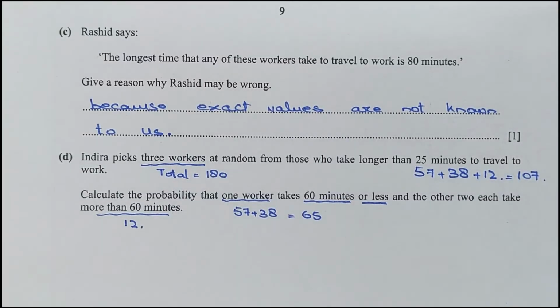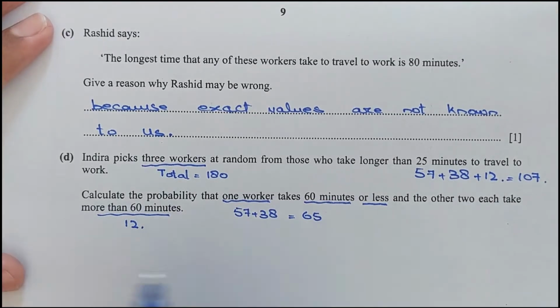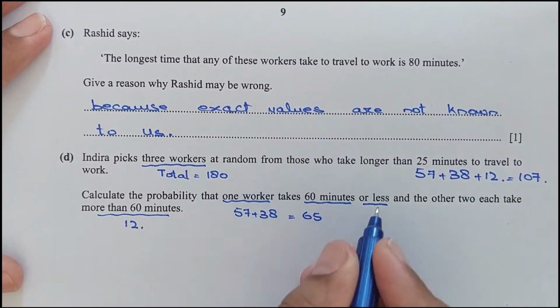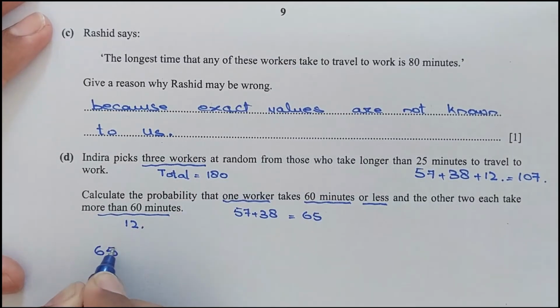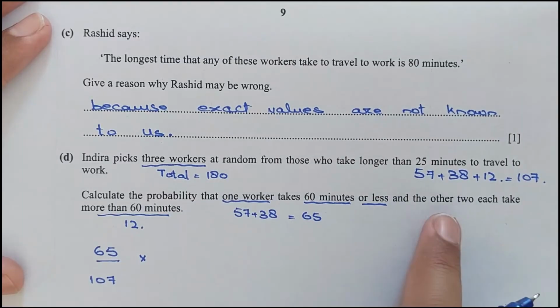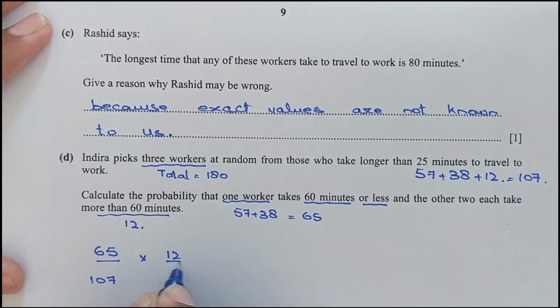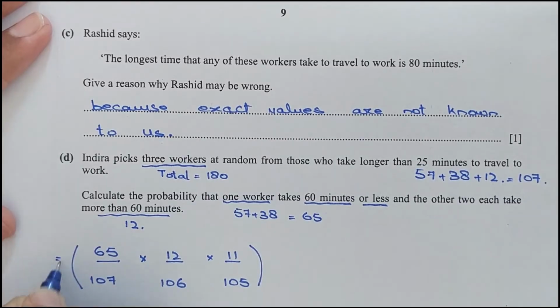All right. So now we have 3 workers and 3 combinations. The first combination: let's say the first worker took 60 minutes or less. So 65 workers took 60 minutes or less out of 107 workers. And the other two each take more than 60 minutes, so the other two are from 12. More than 60 minutes are 12 workers. So 12 out of 106 are left, and then 11 out of 105. This is the first combination for the probability.